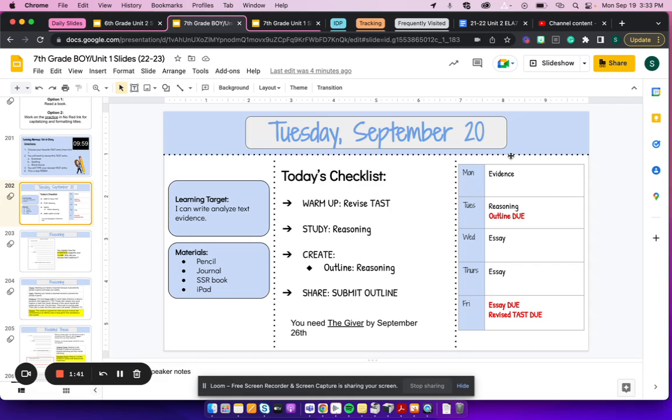So you have a lot of things that you are turning in this week. You have quite a few grades that are getting entered into the grade book from this week. So today you learned about revising your Tell a Story Tuesday, and you got started on that for your warm-up. We are going to talk a little bit about reasoning in an outline. And then you are going to add reasoning to your outline, and then you will be turning in your outline. Also, a reminder, you need your copy of The Giver by September 26th. That is this coming Monday. We will be starting chapter 1 on Monday, so make sure that you get that book by then.